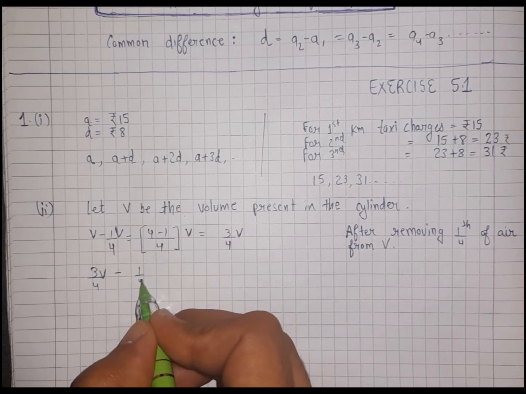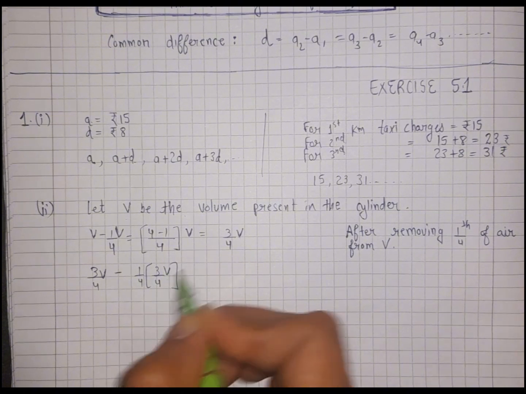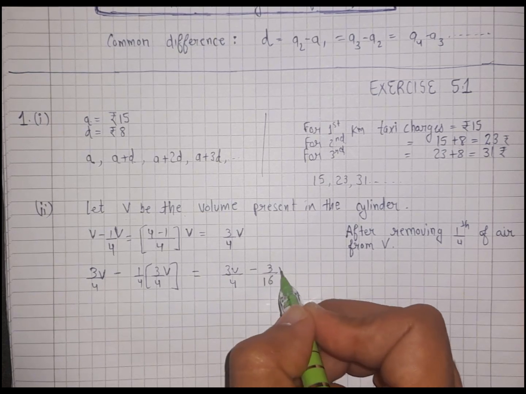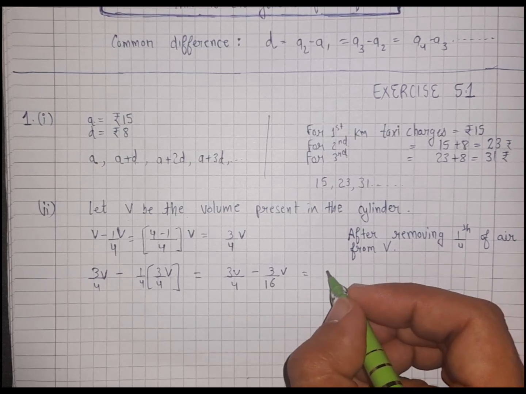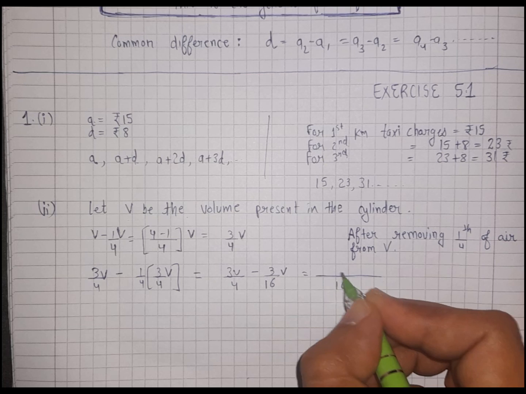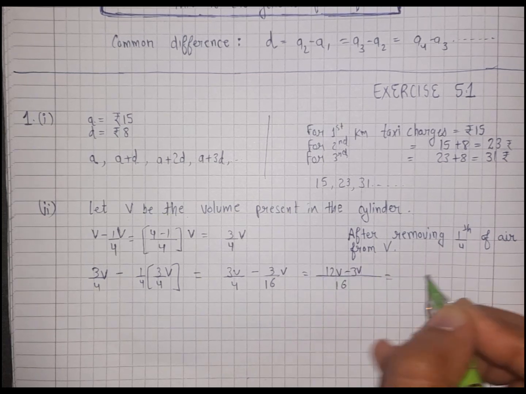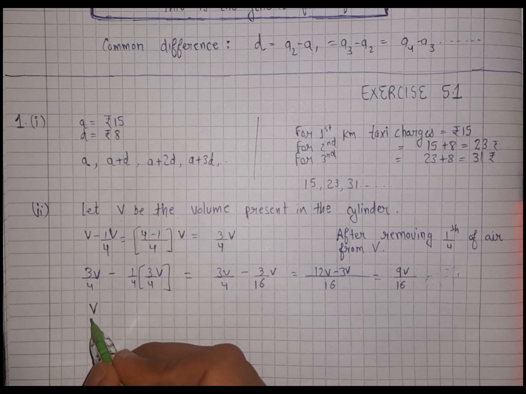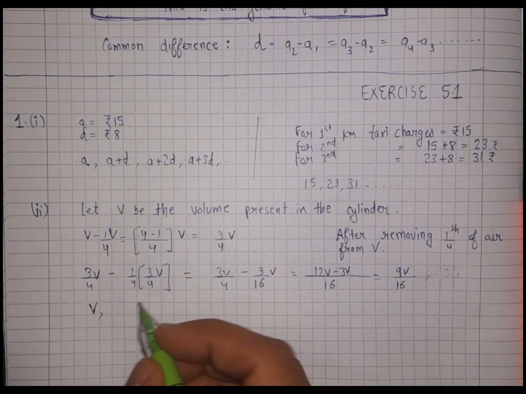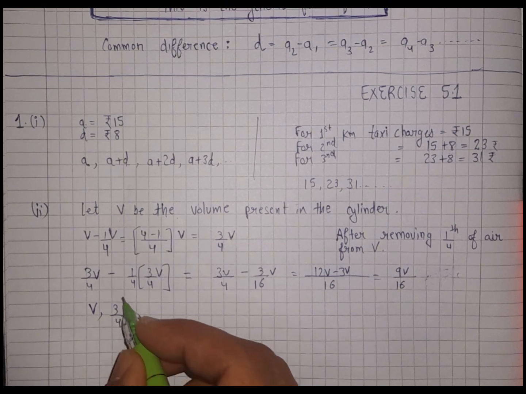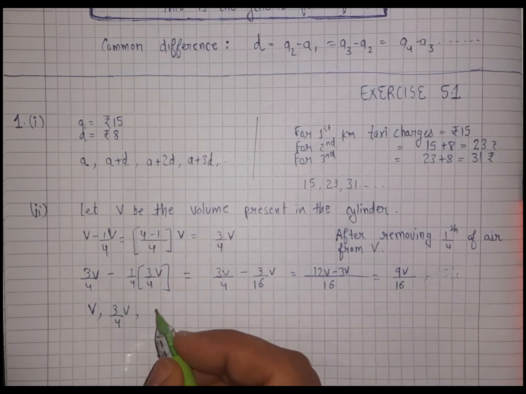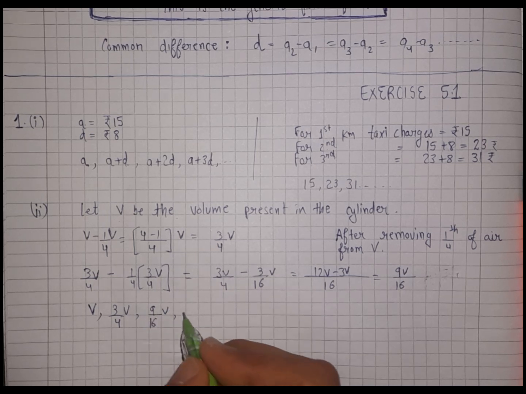3V/4 minus 3/16 V. That is equal to, after taking the LCM, 16 is the LCM, 12V minus 3V, equals 9V/16. So initially we have V volume present in the given cylinder. After removing 1/4 from this cylinder, we have 3/4 of the volume. Then again removing 1/4 of the volume from this cylinder, we have 9V/16, and so on.